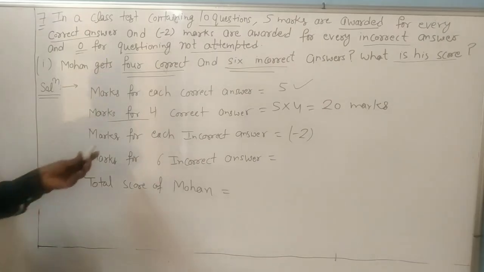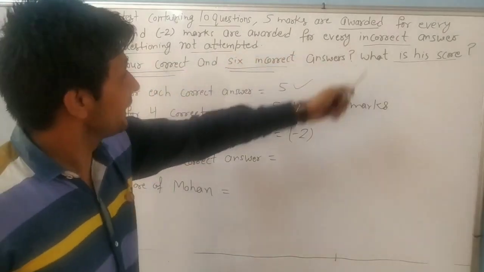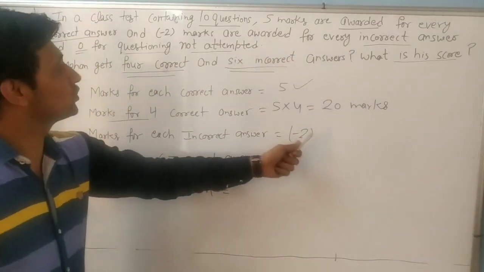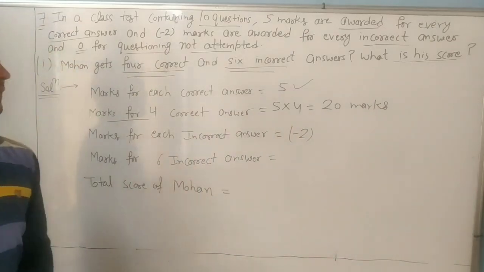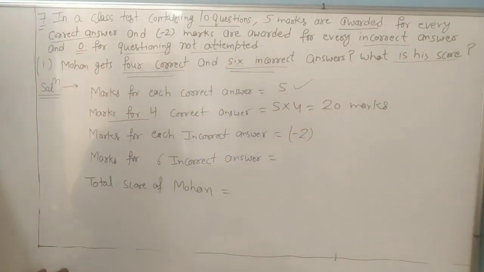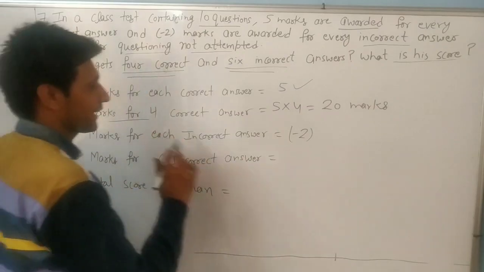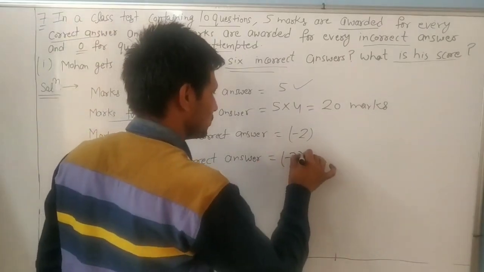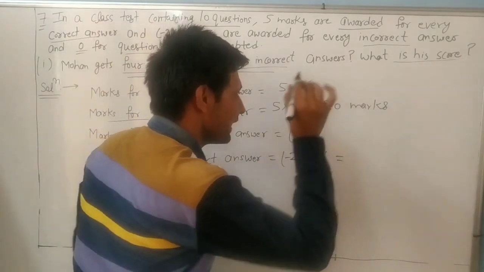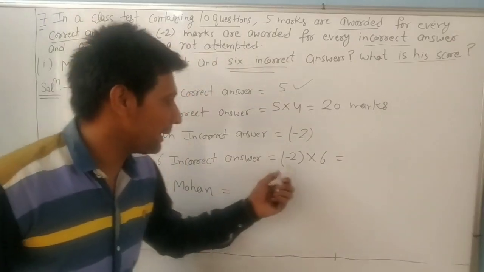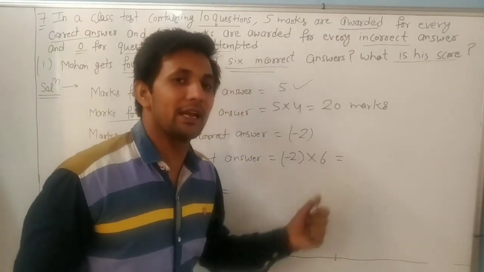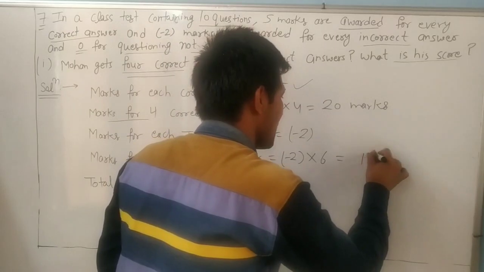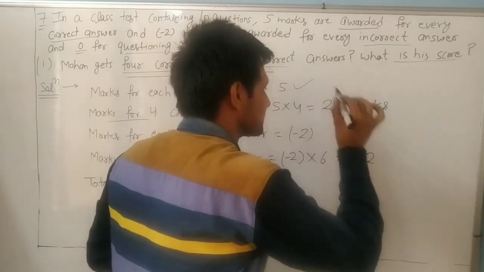Next, dear. Marks for incorrect answers. How much? Minus 2. And the total incorrect answers are 6. So marks for 6 incorrect answers is minus 2 multiplied by 6. And everyone knows in multiplication positive multiply negative. 2 into 6 is 12 and we put the minus sign.